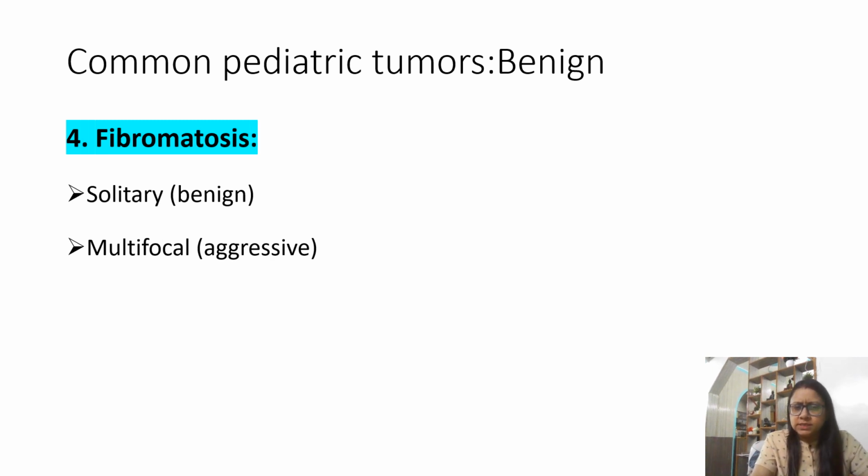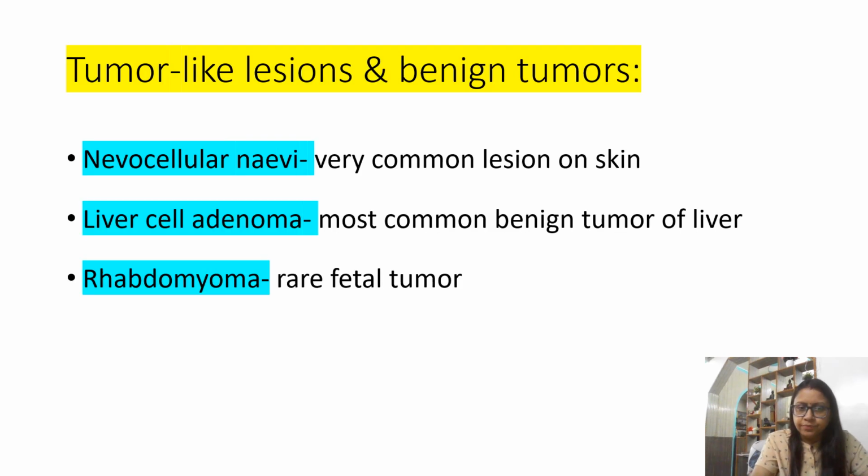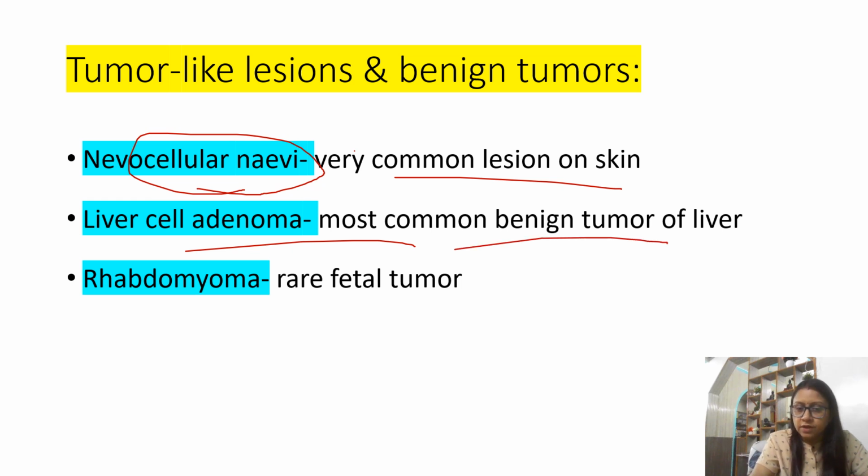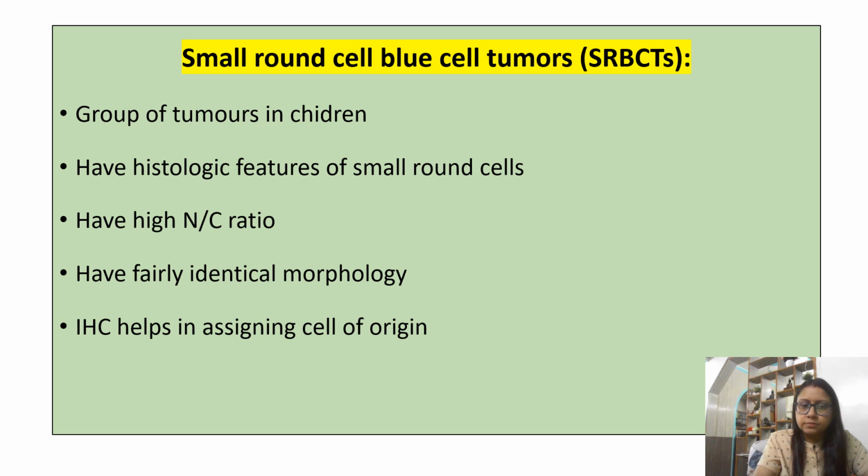Then fibromatosis. These are usually solitary, जो benign होती है, multifocal अगर होगी, they are locally aggressive. Then tumor-like lesions or benign tumors जिसको कहते हैं, some nevi, like nevocellular nevi, are very common lesions on skin. Then liver cell adenoma, the most common benign tumor of liver. Rhabdomyoma, these are rare fetal tumors. I'm just briefing the names of tumor-like lesions and benign tumors like lymphangioma, cavernous hemangioma, sacrococcygeal teratoma. So you just have to remember the different types.